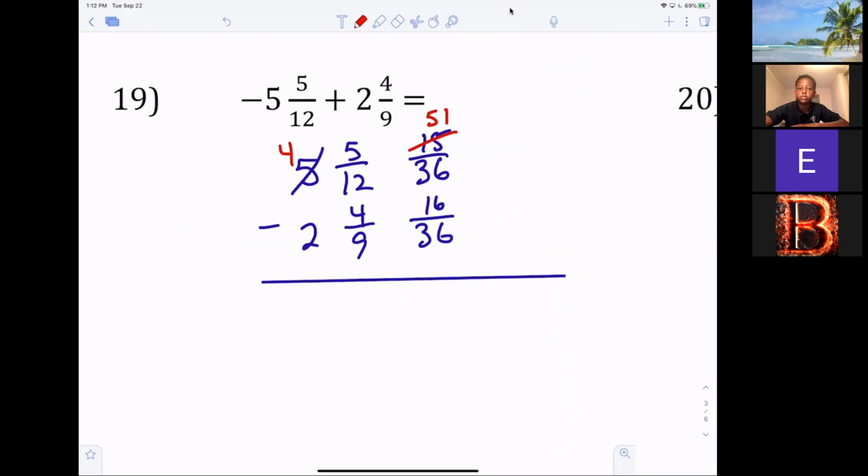Come on, guys. Tell me what it is. I don't want you to guess. Wow, come on. 51 minus 16. Please stop telling me. Thank you. 35. Do the work, guys.